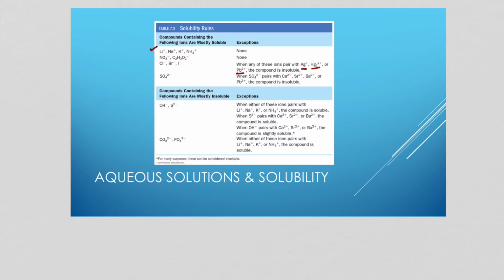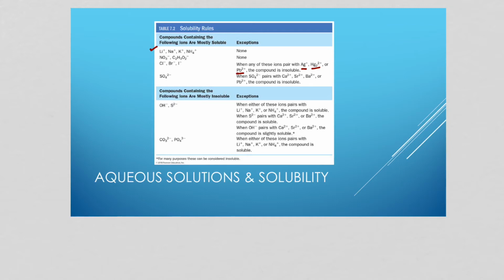And lastly, we have sulfate ions, which will make a compound soluble unless the positive ion is calcium, strontium, barium, the lower alkaline earth metals, or, of course, lead. Lead compounds do not tend to be very soluble. Okay, so those are ions that tend to make materials soluble.